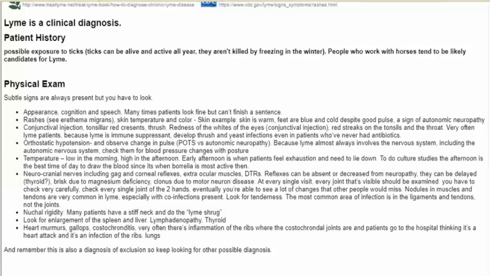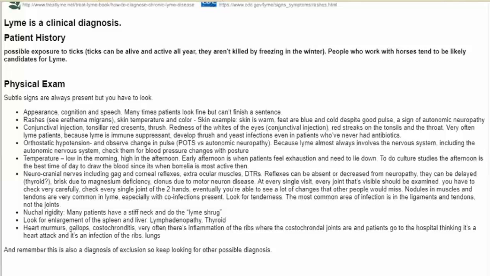Okay, and there's something called the Lyme shrug. Many of the Lyme patients have a stiff neck, and they're constantly shrugging, trying to loosen up that stiff neck. Notice that. Look for enlargement of the spleen and liver.